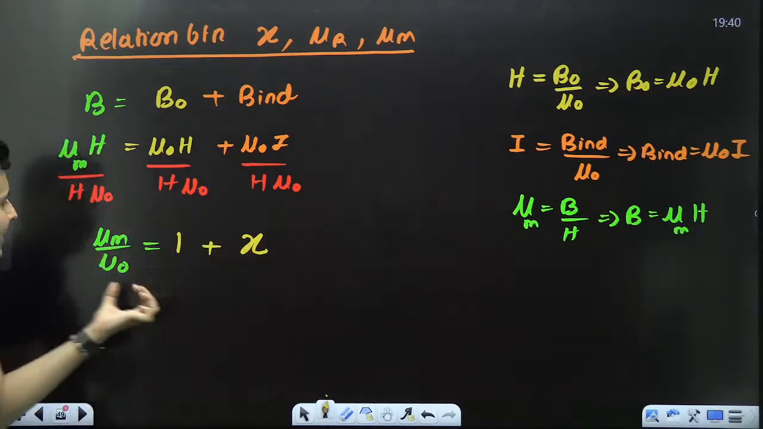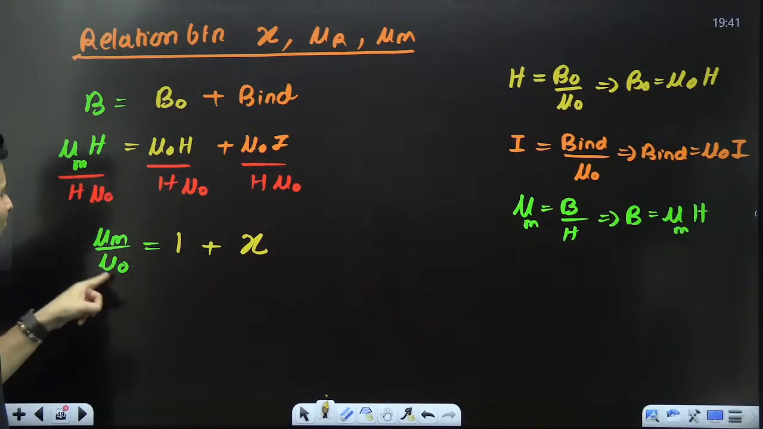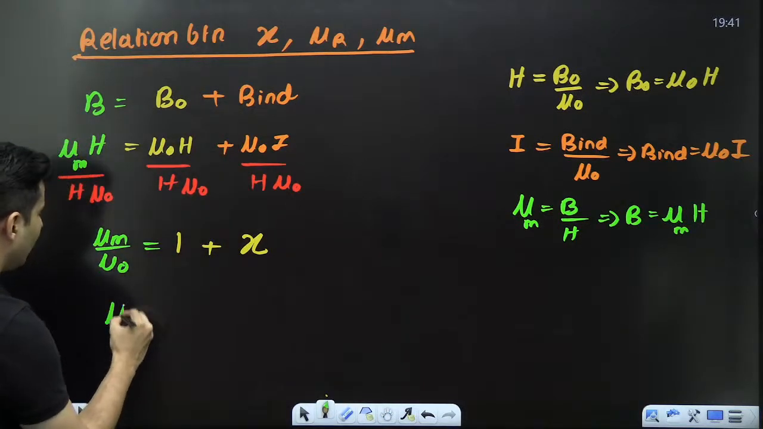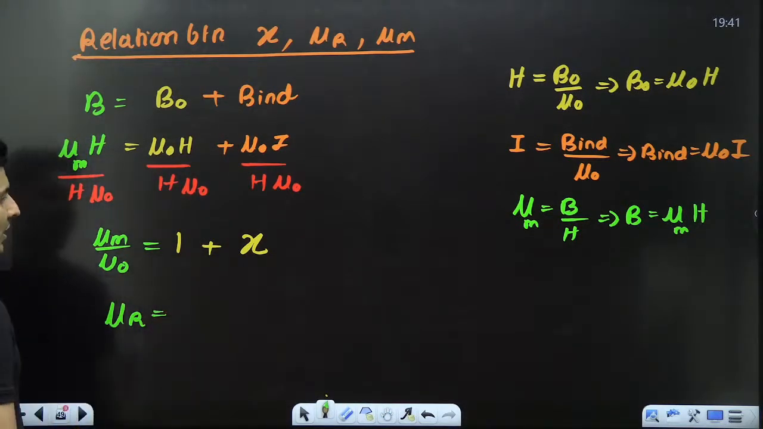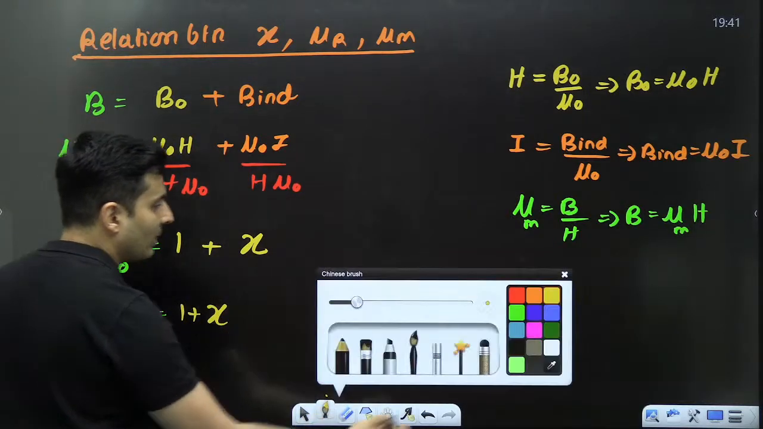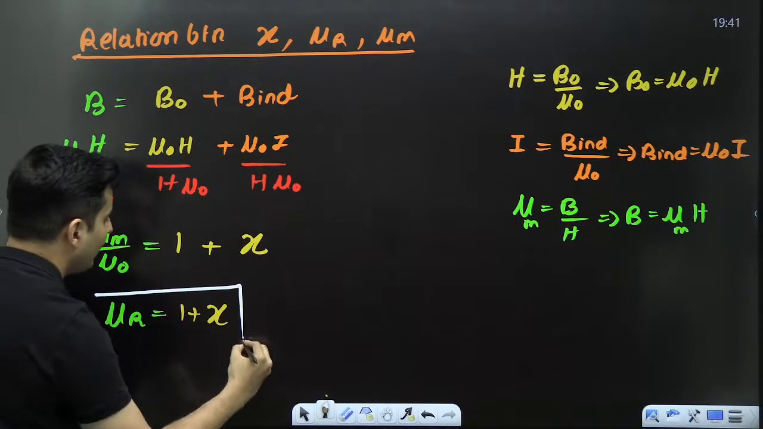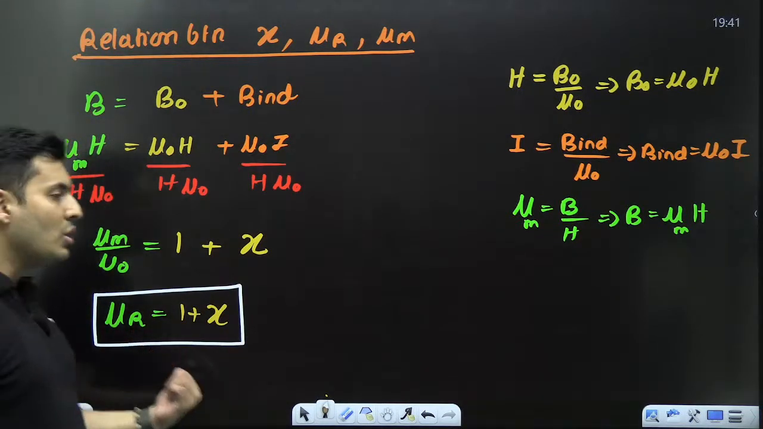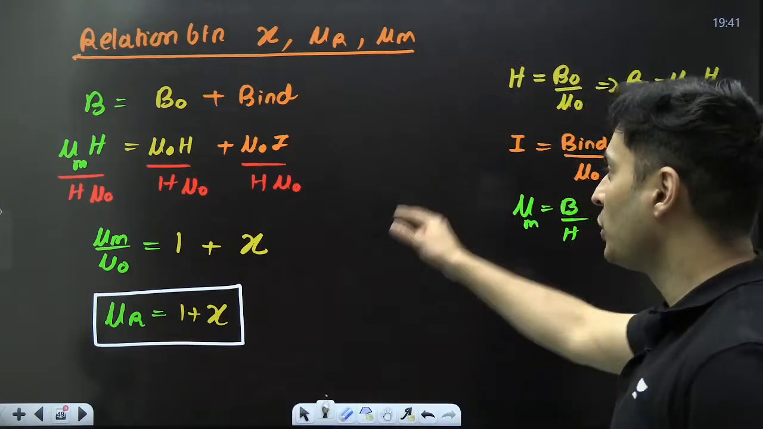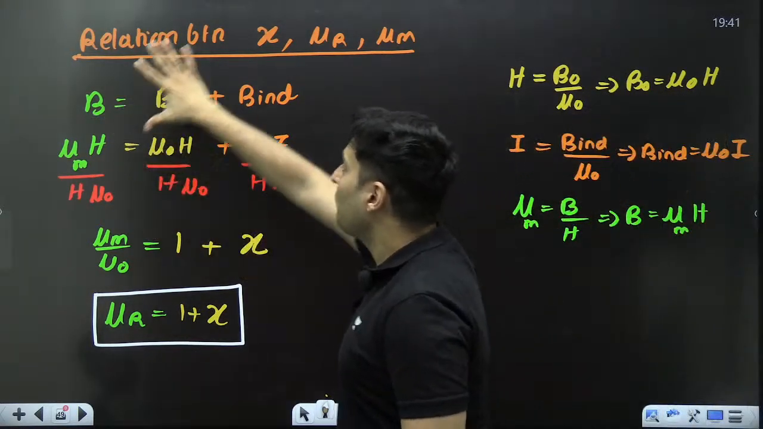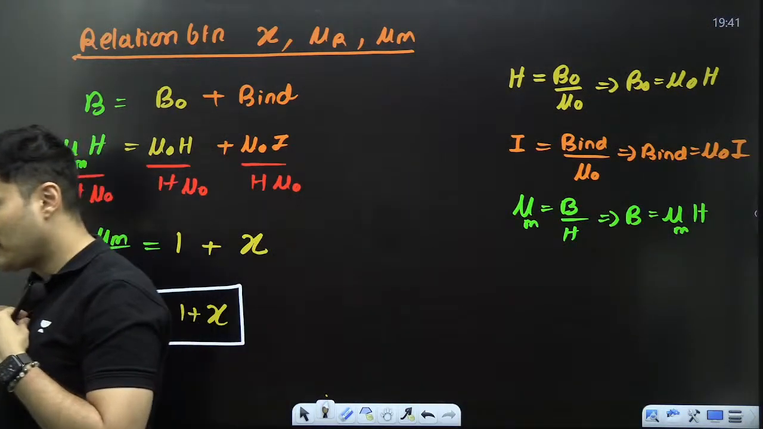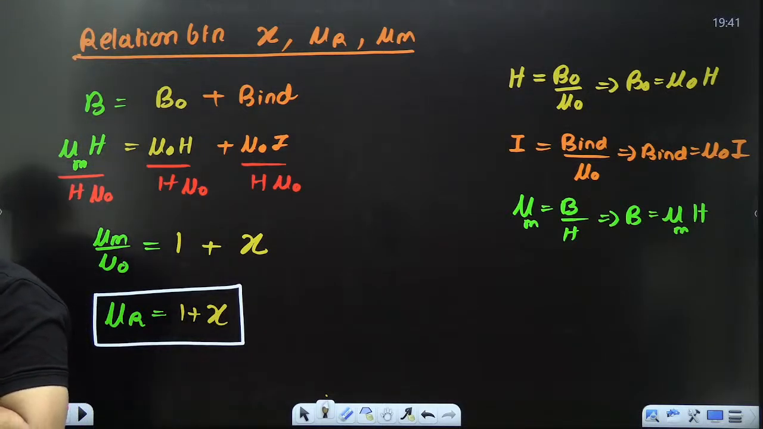Oh, so we got a relationship, but wait a minute. I already know what this is. This is nothing but your relative permeability. So that will be nothing but 1 plus the susceptibility. So this is your very important formula. Mu relative is 1 plus susceptibility. That is the derivation for that. You should know this derivation so that you can play around with these variables. You will never forget the formulas. Yep. Cool. Awesome.